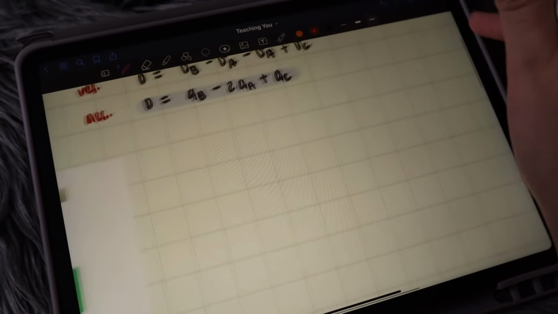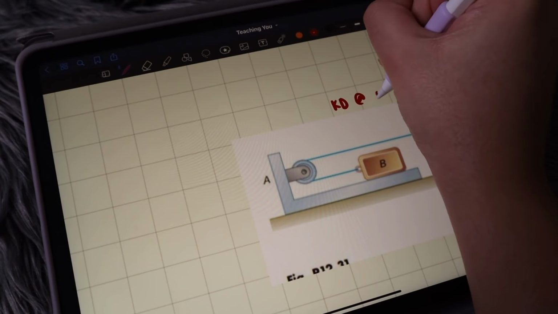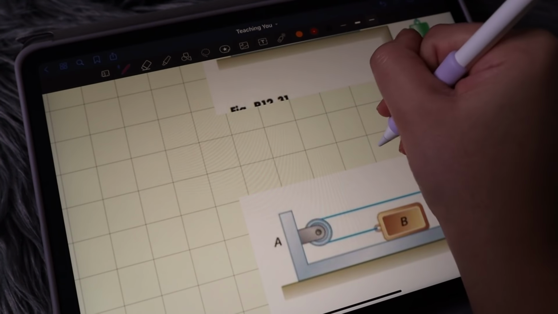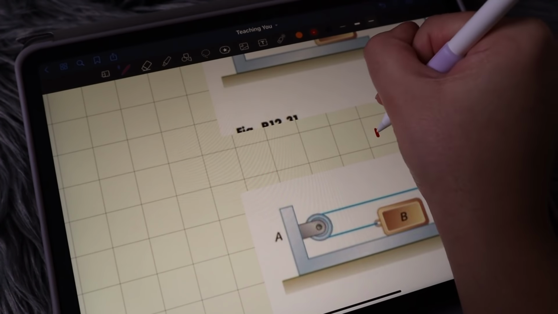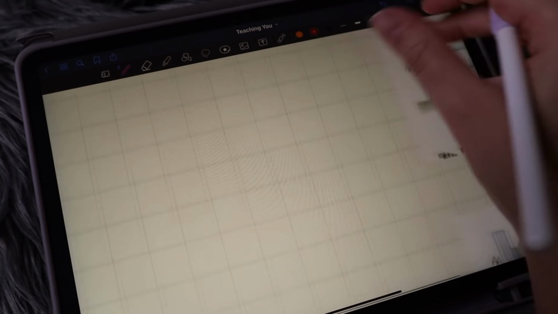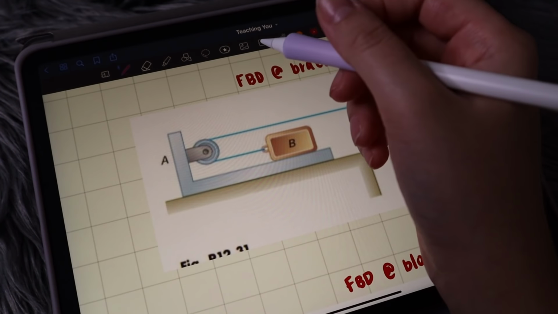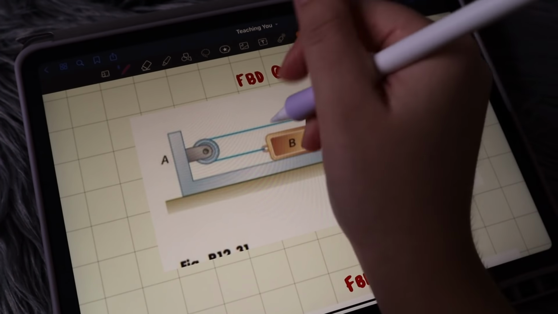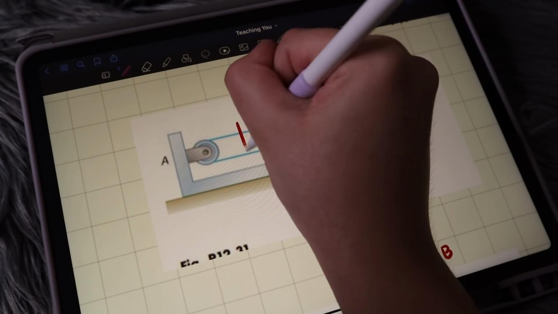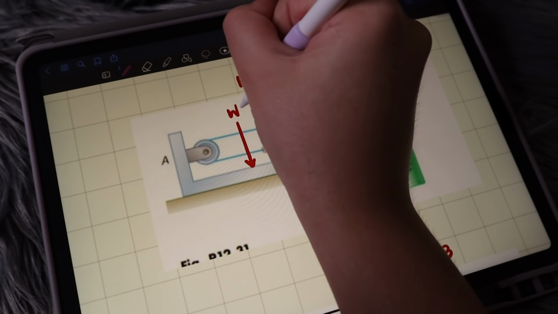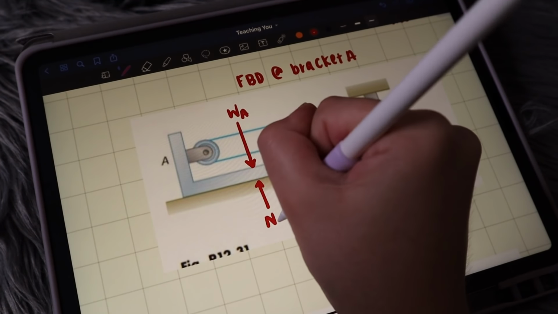So over here we'll just do the KD, the kinetic diagrams. So KD at A, KD at B, KD at C. Okay. So we're going to focus on A. So what is A feeling in regards to forces? What kind of forces does it feel? It has its own weight, right? Weight of A. It also feels a normal force from the surface.